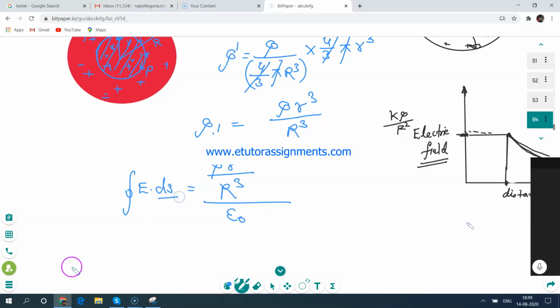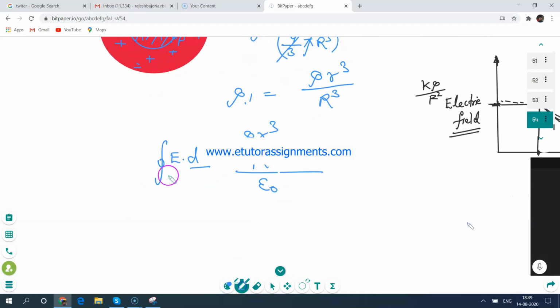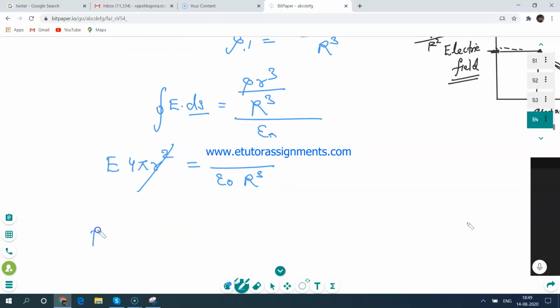What is the area of the Gaussian surface? It will be 4 pi r square, with the smaller r. So E times 4 pi r square is equal to Q r cube over epsilon 0 R cube. Is it clear? Now r square and r square cancel. So E is equal to KQ r by R cube, that is, Q r by 4 pi epsilon 0 R cube.